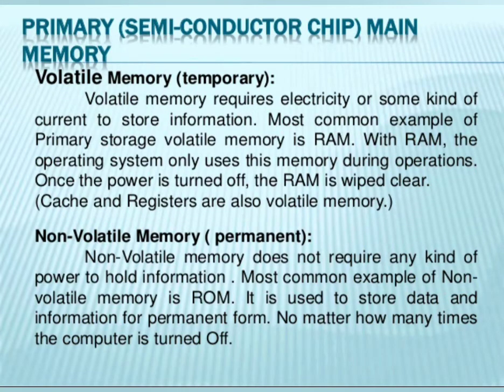Now, primary memory or main memory. Volatile memory is called temporary memory. Volatile memory requires electricity or some kind of current to store information. The most common example of primary memory is RAM. The operating system only uses memory during operations. Non-volatile memory is permanent memory. It does not require any kind of power to hold information.